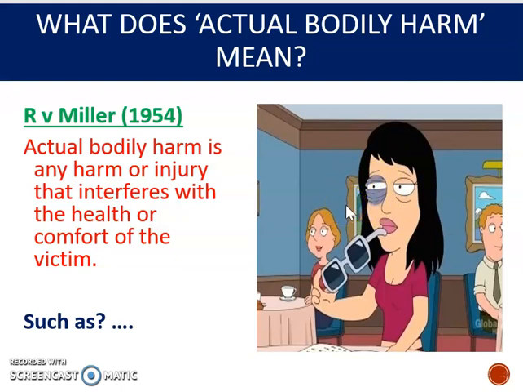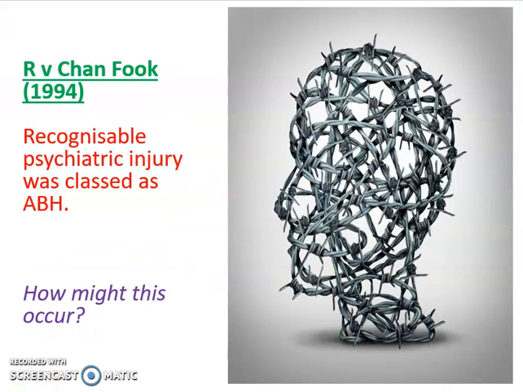Let's have a look at some other cases that illustrate what has been held to be capable of being ABH. Firstly, we've got the case of Chan Fook. Be careful how you say this. It's easy to remember this case name. I remember it as, oh, Fook, he's got psychiatric injury. Because in this case, the court said that if the victim is diagnosed with psychiatric injury, that can be classed as ABH. And how might this occur?